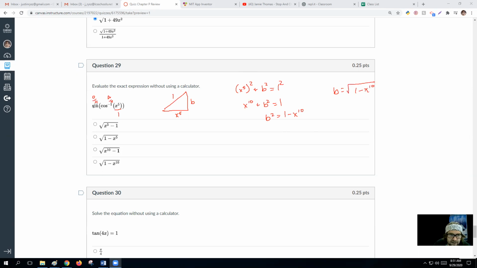All right, now the sine is the opposite over the hypotenuse. Okay, that came out to be easy, over 1. So it is just the square root of 1 minus x to the 10th. That's the last one.